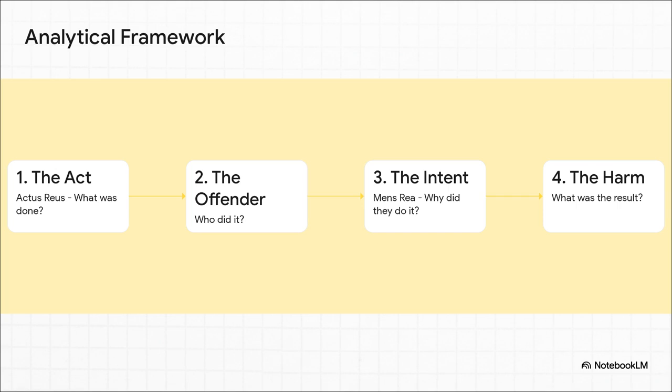First, the act itself. That's the actus reus, if you want to get fancy. It just means what physically happened. What did people do? Second, the offender. Pretty straightforward. Who did it? Who was involved? Third, and this one's huge, is the intent, the mens rea. What was the goal? What were they trying to achieve? And finally, number 4, the harm. What was the damage? What was the outcome of their actions? This simple framework is going to be our compass.